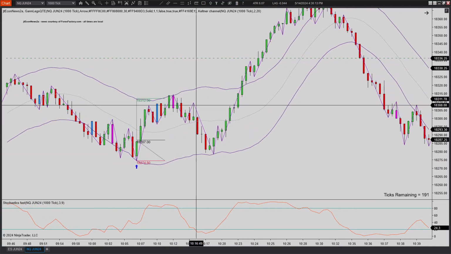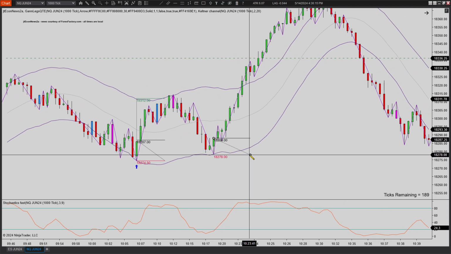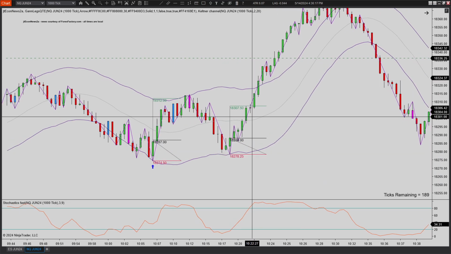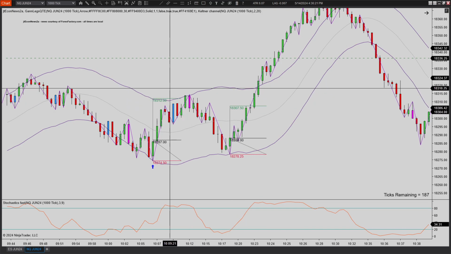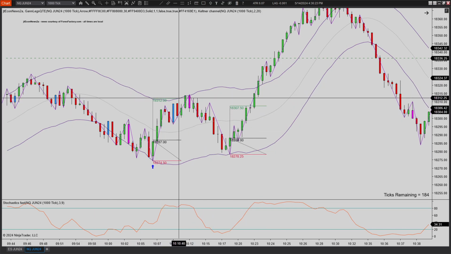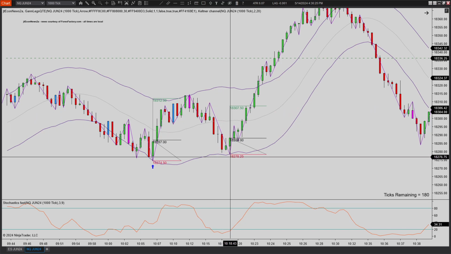Here's another one, ABC. Here's a very clear ABC. You don't even need the stochastics for that one. Leads to a huge move up today, but you can see a trading range is forming and you're looking for a nice two-legged pullback.